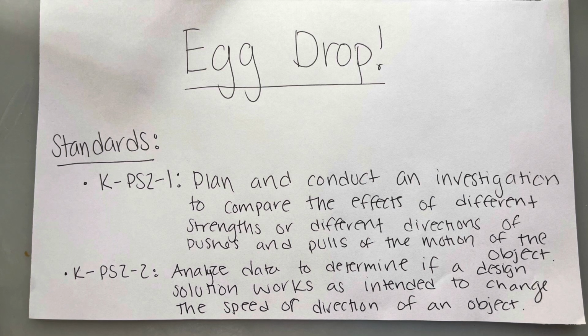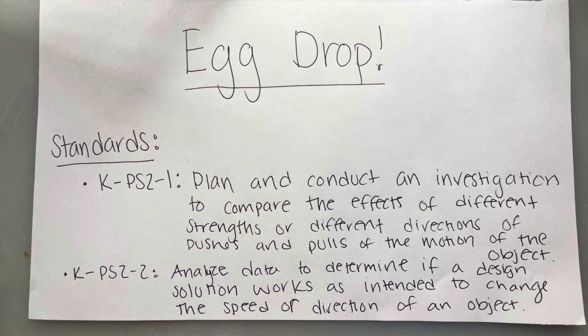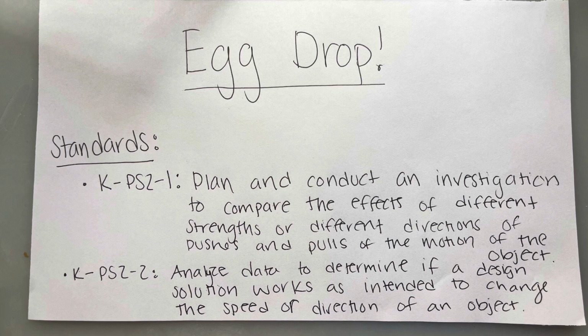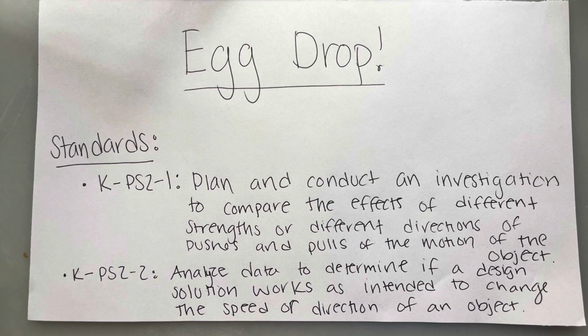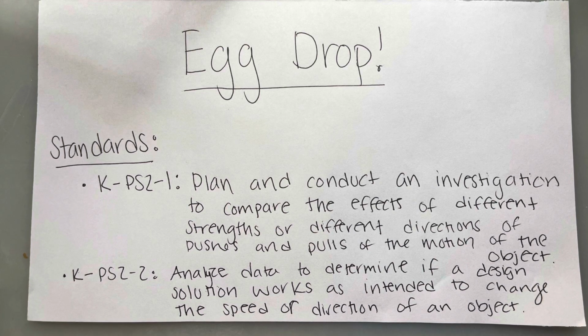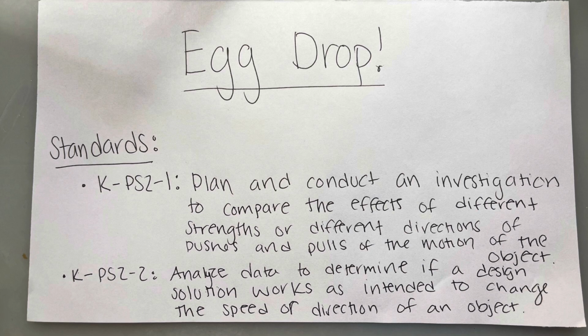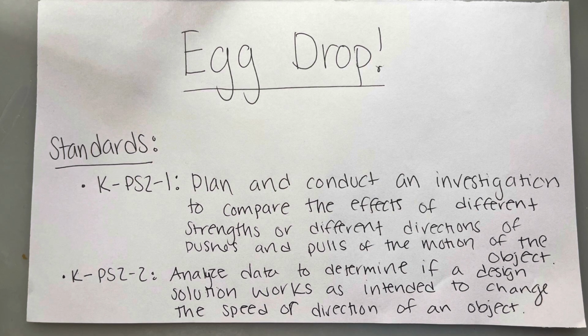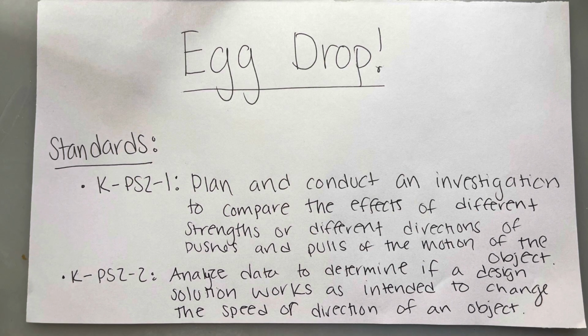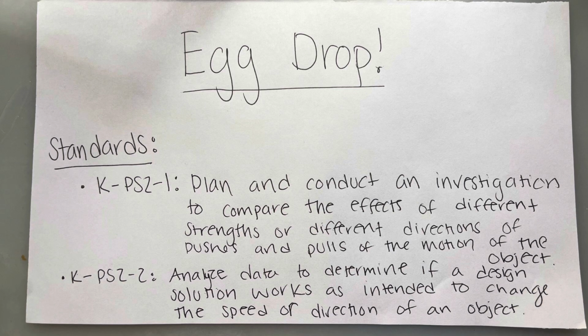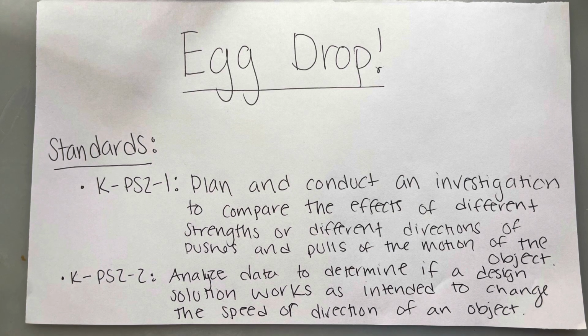And the second one we will be using is K-PS2-2. This is to analyze and determine if a design solution works as intended to change the speed or direction of an object. Today, we will mainly be focusing on PS2-2. This standard goes perfectly with our experiment for today.